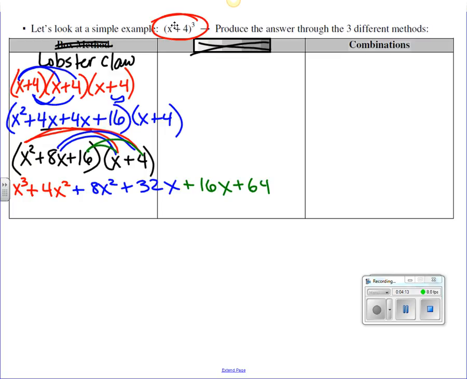Okay, and your very last step. Simplify. So is there anything to put with x cubed? No. What goes with 4x squared? And at this step, you're adding them. So 4x squared plus 8x squared, 12x squared. What goes with 32x? What does that give you? And you drop down to 64.